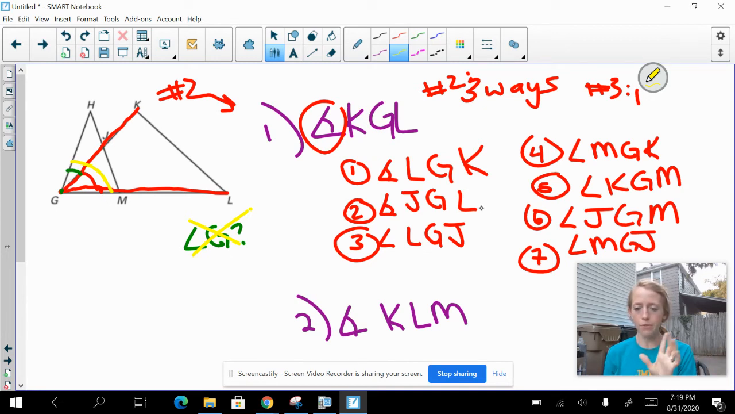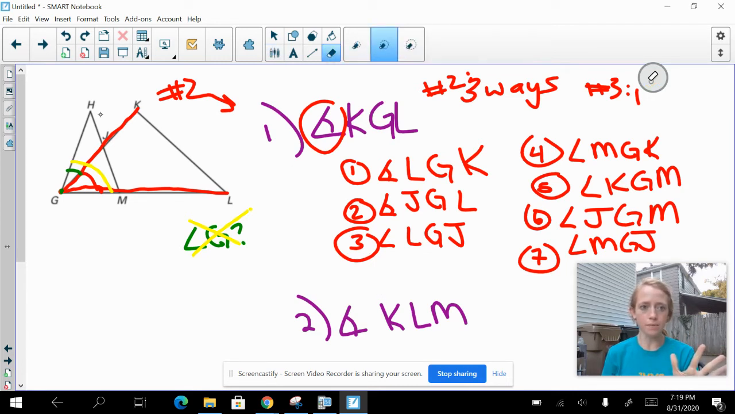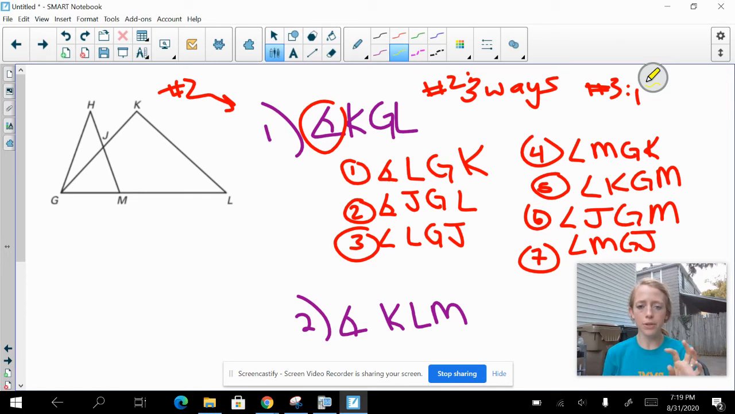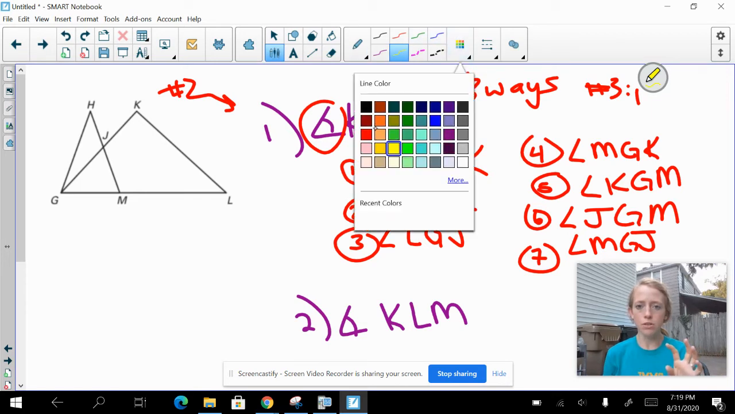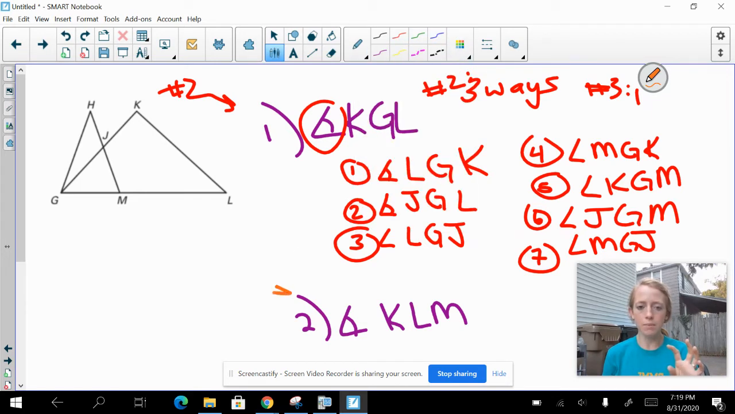Okay, so there are 7 ways for that one. That's why I didn't choose this one for the Edulastic assignment, because there were so many. I chose one that only had 3 different options. So let's look at, I'm going to erase all of this, and let's look at number 2 on this example. I'm going to choose a different color. This is similar to number 3 on your Edulastic assignment.